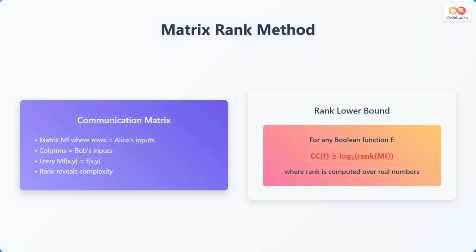The matrix rank method is another technique used in communication complexity. We start with the communication matrix, denoted as M_f, where the rows represent Alice's inputs and the columns represent Bob's inputs. Each entry in the matrix, M_f(x, y), is equal to f(x, y). The rank of this matrix reveals the complexity of the communication. For any Boolean function f, the communication complexity of f, denoted as C(f), is greater than or equal to log base 2 of the rank of M_f, where the rank is computed over real numbers.